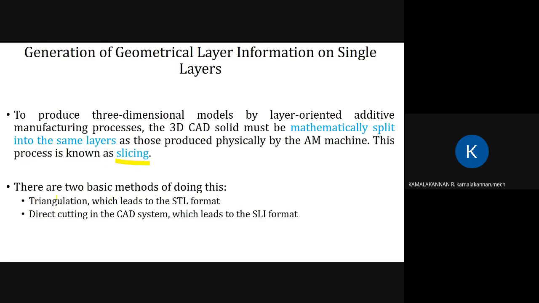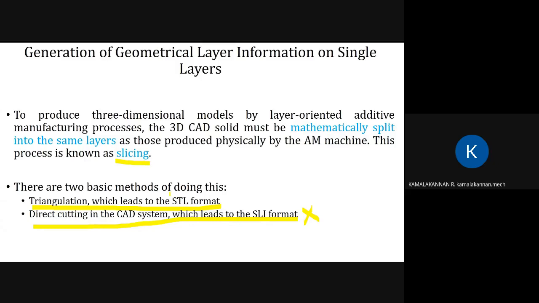There are two basic methods of doing this. One is triangulation, which leads to STL format. The next one is direct cutting in the CAD system, which leads to SLI format. But we never use the SLI format, because it does not carry as much data as the STL format. We can use it directly in the CAD system, but we are using only the STL format.